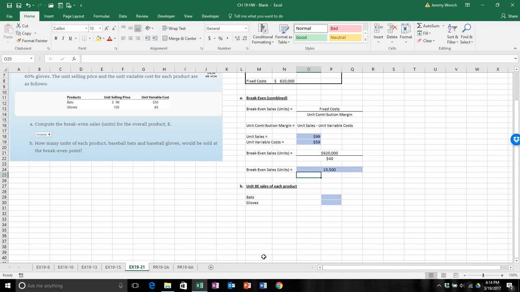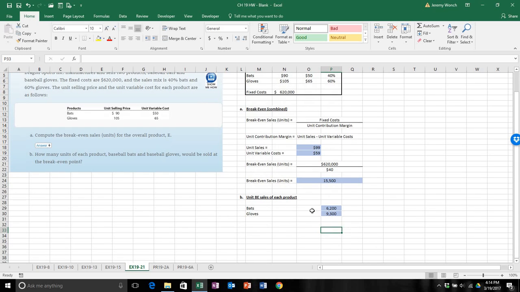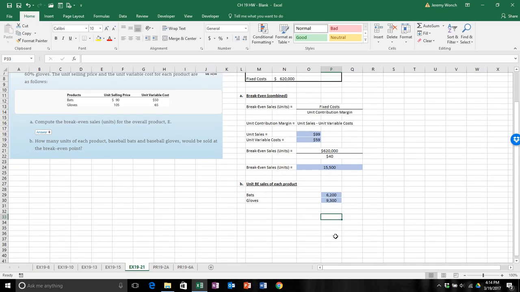So then in part B, it asks us, hey, okay, out of this amount, how many are bats and how many are gloves? And that's nice and easy to figure out. We just take our total break-even units, multiply that times the sales mix, and we get our breakout. So we need to sell 6,200 bats, 9,300 gloves, and we will break even.